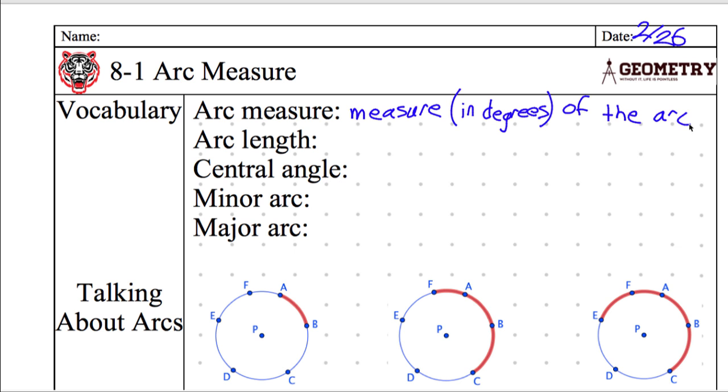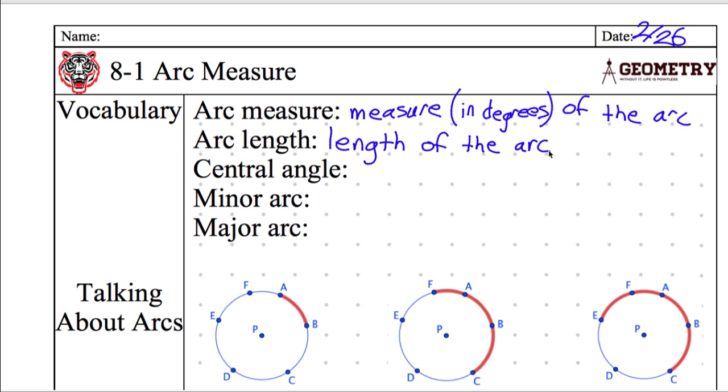All right, arc length. Instead of being the measure, this is going to be the length of the arc. And as you can probably tell by the title, we are not talking about the length of the arc yet because we're only doing the measure in this lesson. I just want to get this vocab out of the way for next lesson so that we can just review it.